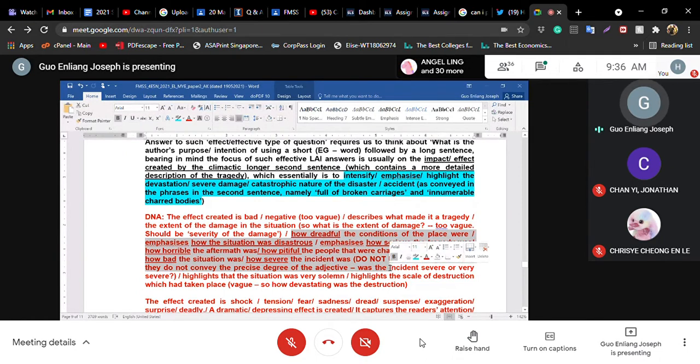So basically the question is, was the incident severe or not severe? If you look at this, I do not know. The marker will not know whether the accident was severe or not, or very severe. Okay, for example, if you put how severe the incident was. So never use how plus adjective. Just give me the degree. Is it severe or very severe, for example?